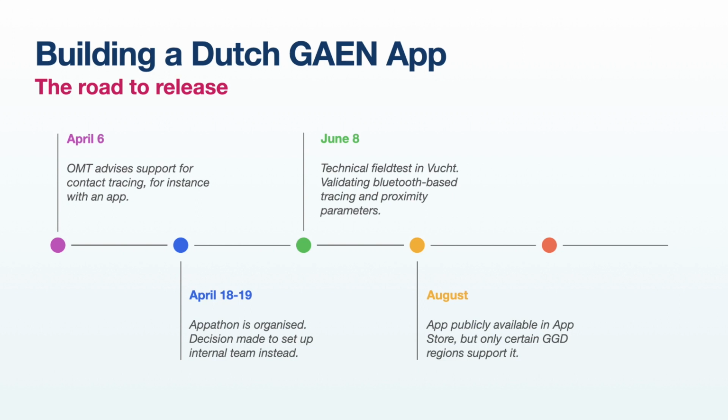Then in August, the app first became publicly available in the App Store, but only with support from certain health authorities in certain regions of the Netherlands, because sharing your public logbook if you were infected is a step that requires authorization from a health authority. They want to make sure that only really infected people do that, so it cannot be abused. And then in October, finally, all the health authorities in the Netherlands supported it, and it became an app that everybody could use and download. And actually did. A lot of people downloaded it.